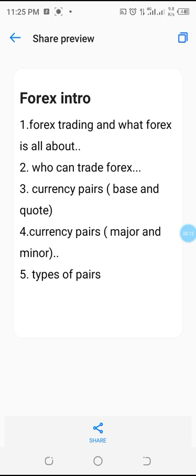So today we'll be talking about the first intro. First, the Forex trading and what Forex is all about. Number two, who can trade Forex, who can actually trade Forex. Number three, currency pair, the base and counter. We'll get to know that as we continue. Number four, currency pair, major and minor. And number five, types of pairs. So that's what we're talking about in this video. So let's get into business.